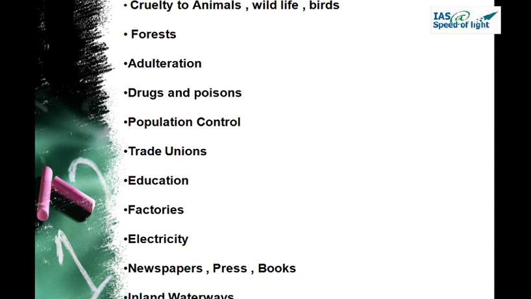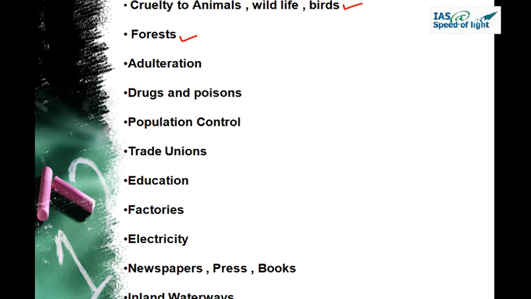So cruelty to animals, wildlife, birds, forest is also a concurrent list subject. Once you went to the forest and something happened and you were getting electric shock in that forest, and that electric current was passing through the woods, the trees of the forests. So forest, we are relating it with the current, that is concurrent.